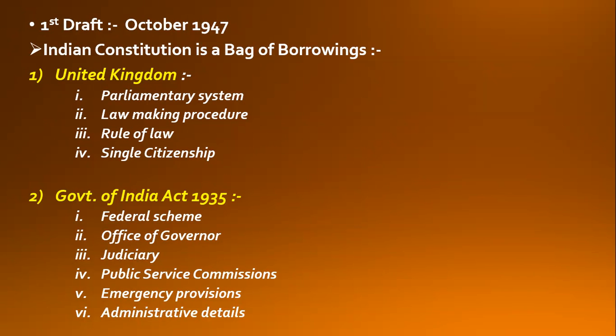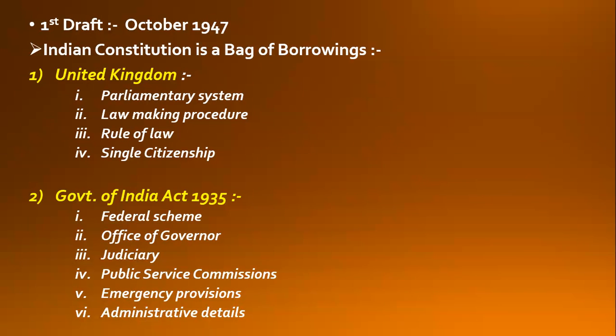Okay. Now friends, we have adopted the office of governor from Government of India Act 1935. Okay. So I have taught you that there used to be a governor of the provinces. And governor was the head of the province. So similarly, in today's time also, we have governor of state. For example, we have governor of MP, governor of UP. So we have adopted the office of governor from Government of India Act 1935.